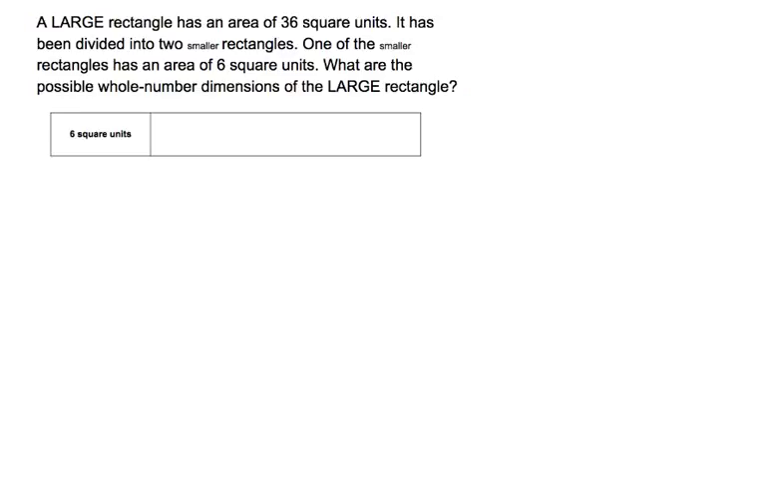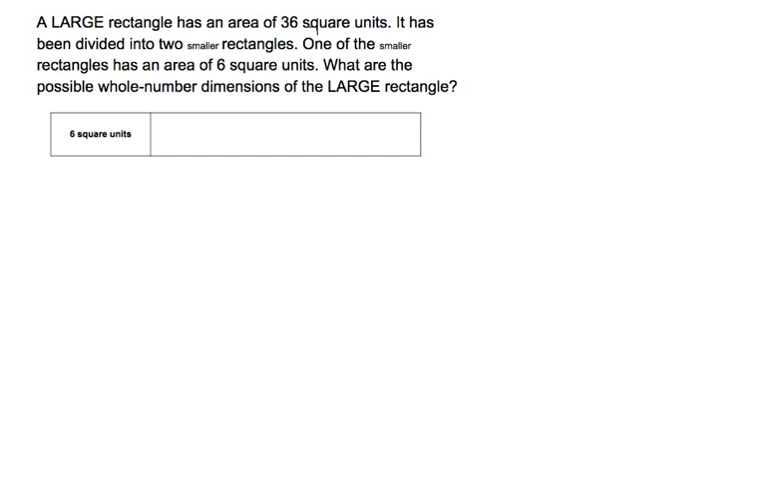Hi everyone, this video is going to help us think through the distributive property a little bit, about how the distributive property is related to finding the area of a rectangle, just like focus number 12. And it will additionally help you with part B on homework number 6, where you're asked to find possible dimensions of a rectangle.